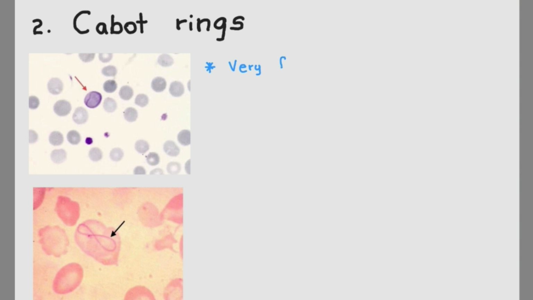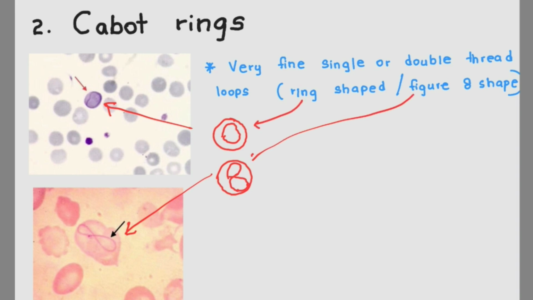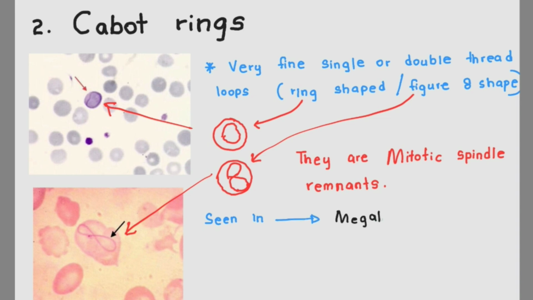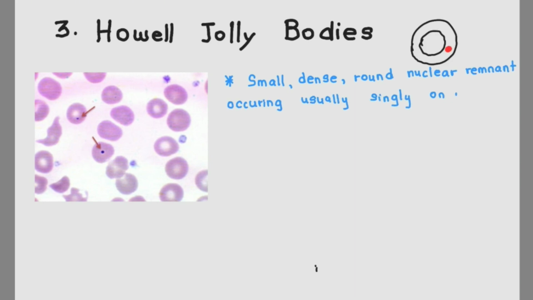Cabot rings are very fine single or double thread-like loops seen inside the cytoplasm of the red blood cells. They can appear either ring-shaped or in figure 8 shape. You can see both ways in these two pictures. The first one is the ring shaped one, and the second one is the figure 8 shape. They are mitotic spindle remnants, and we can see these structures in megaloblastic anemia and in thalassemia.